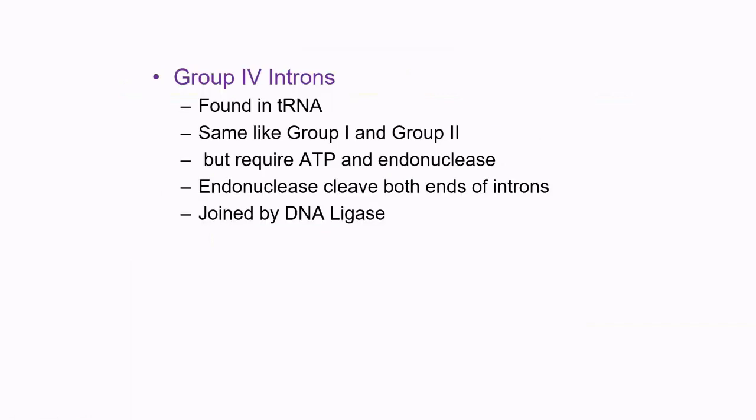Then the last group is group 4 intron. This is mainly found in tRNA, and the reaction is almost the same as we have seen in group 1 and group 2 introns, but this type of group requires energy in the form of ATP, and an endonuclease enzyme is involved in splicing out the introns. This endonuclease cleaves both ends of the intron, and then the exons are joined together by the DNA ligase enzyme.